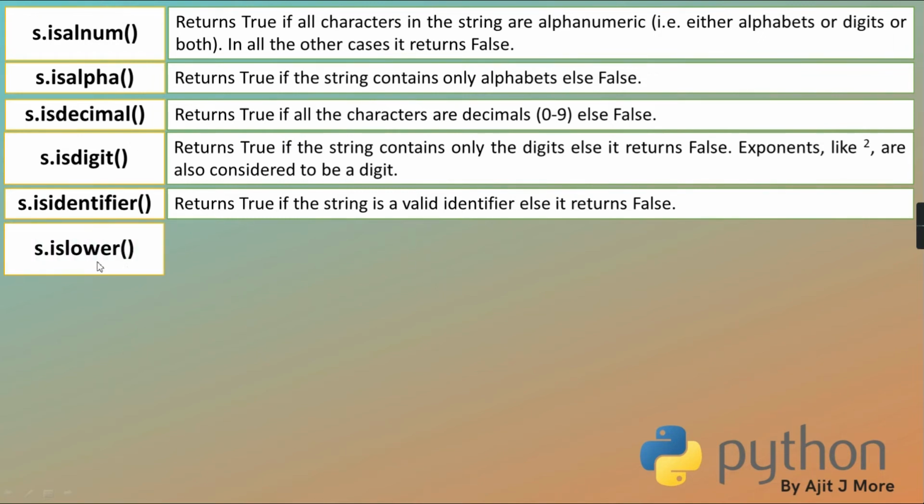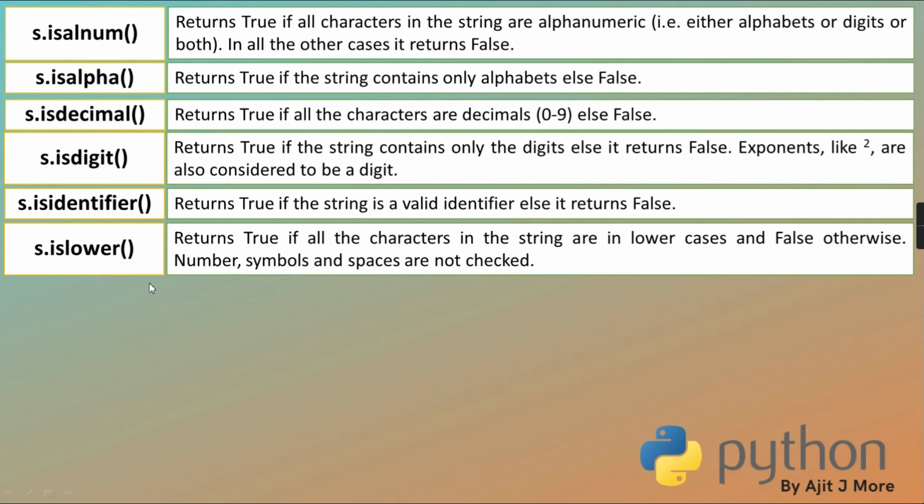Then islower, very simple. It will just check whether the string's characters are in lowercase. The string can contain any other character, but within that string, as many letters as are there, they all are in lowercase or not. So it returns true if all the characters in the string are in lowercase and false otherwise. For checking it only considers the letters in your string. The other things are kept as they are, meaning they are not checked. So islower is clear to you.